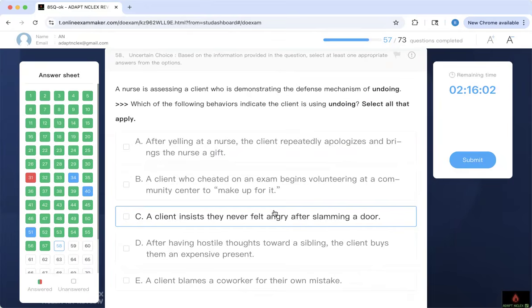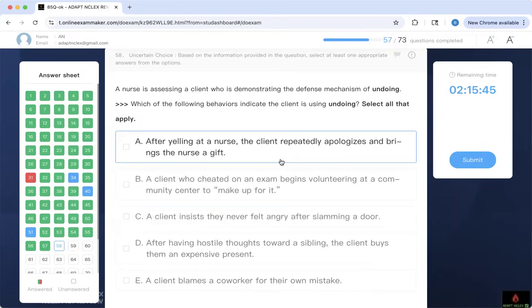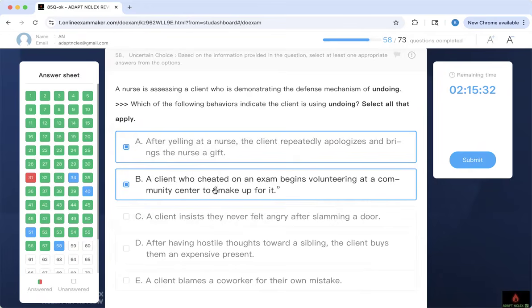We are now in mental health. And this is assessing a client who is demonstrating the defense mechanism of undoing. Which of the following behaviors indicate the client is undoing? What is undoing? Undoing means you did something wrong and you're trying to take it back. After yelling at the spouse, the client repeatedly apologized and brought the nurse a gift. Good. The client who cheated on exams begins volunteering at a community center to make up. He's trying to make up.